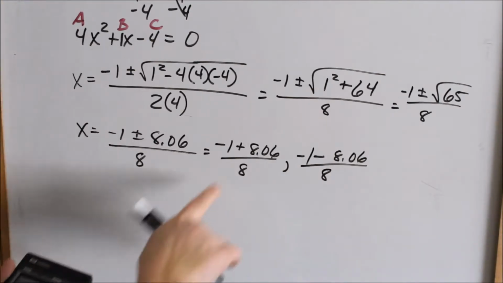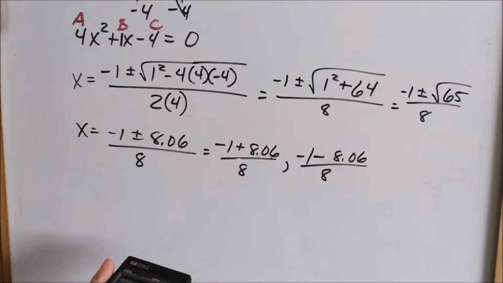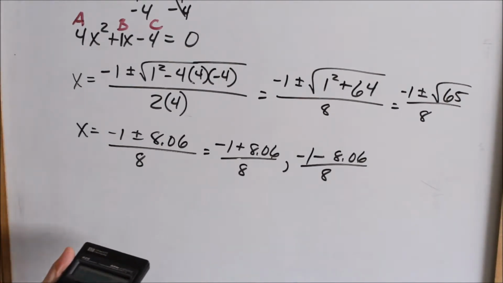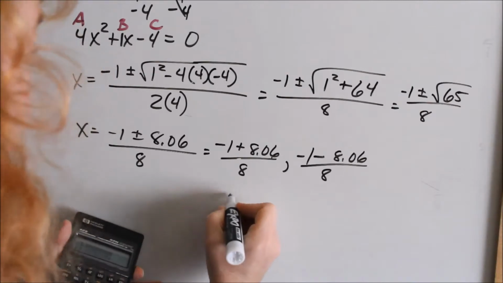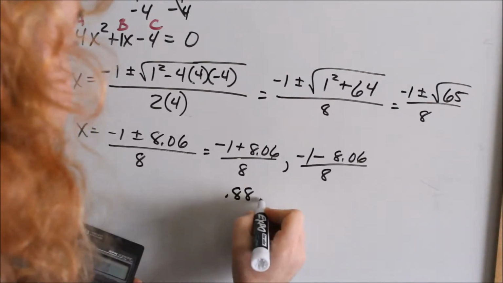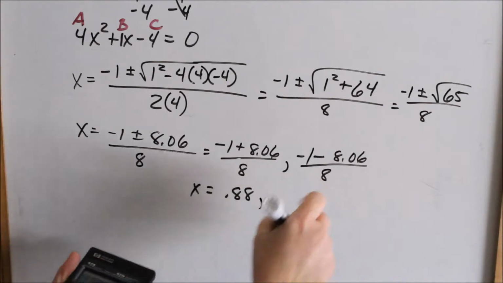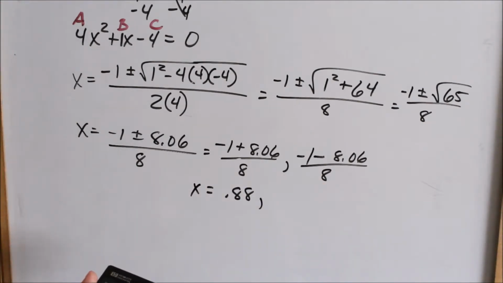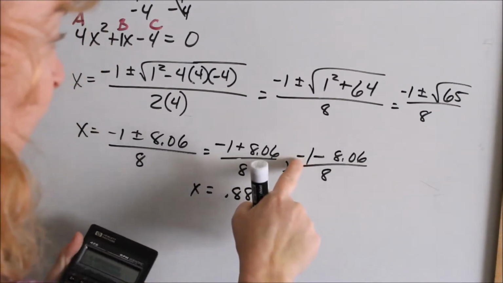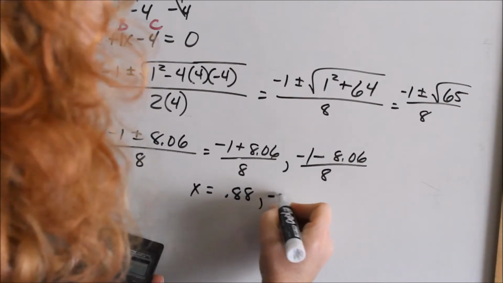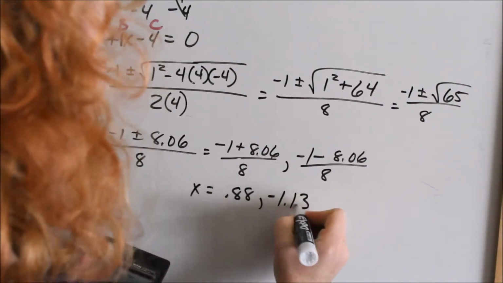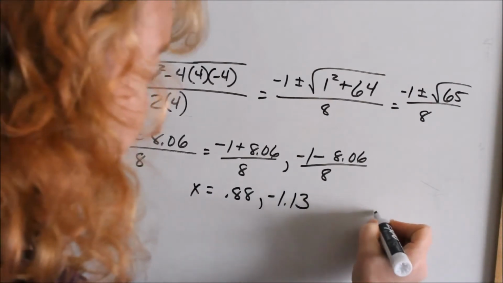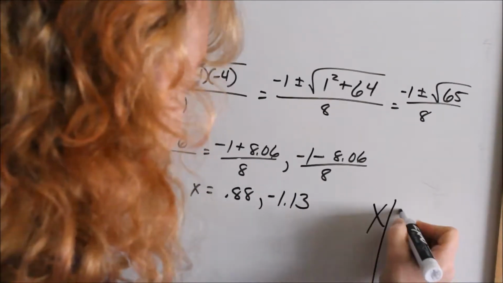So let's do this one first. Negative 1 plus 8.06, then divided by 8. That came out to 0.88. And now let's do our negative 1 minus 8.06 divided by 8. And that should be a negative number because you have a negative up here divided by a positive. Negative 1.13.